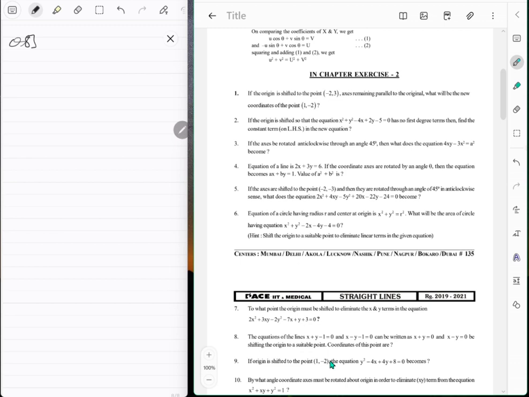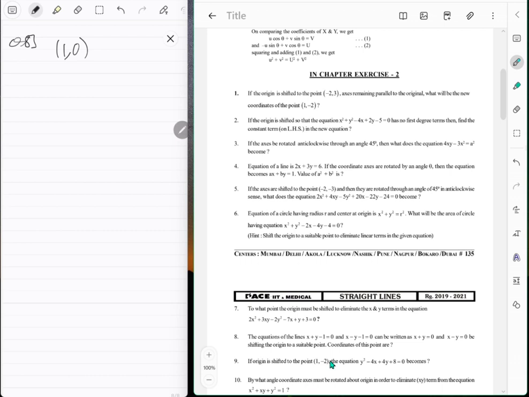All right, question number 8. So now it would be alpha plus beta equal to 1 and alpha minus beta equal to 1 as well. That means alpha is 1, beta is 0. So 1 comma 0, that's where you shift this. All right, now that makes sense.